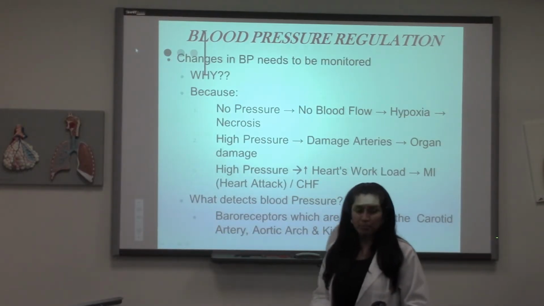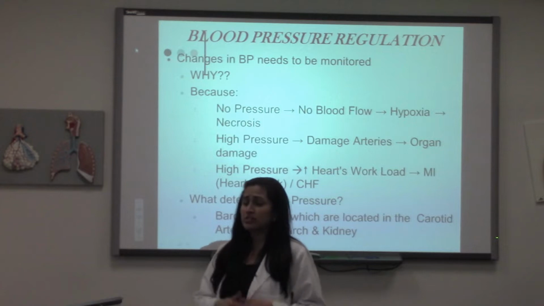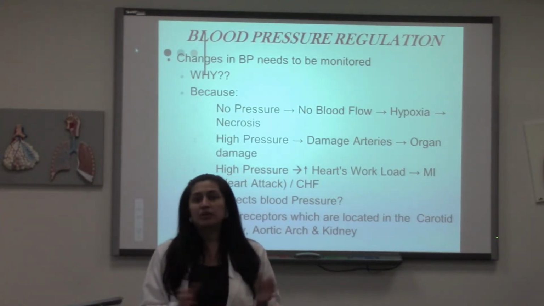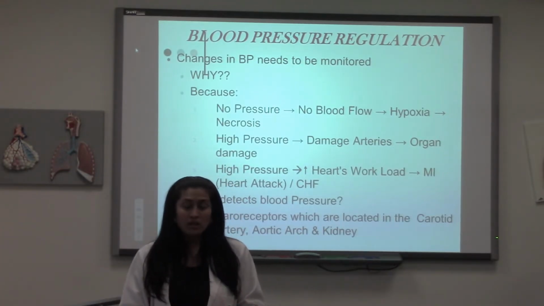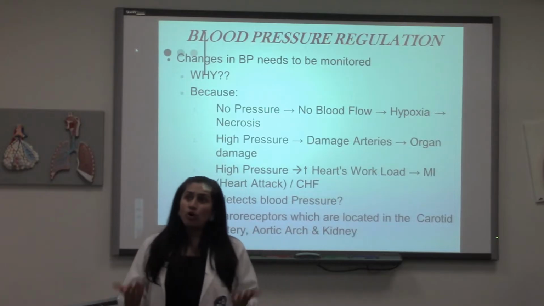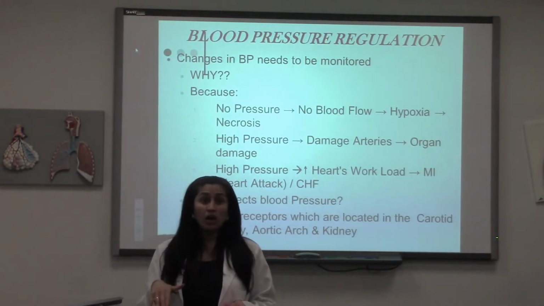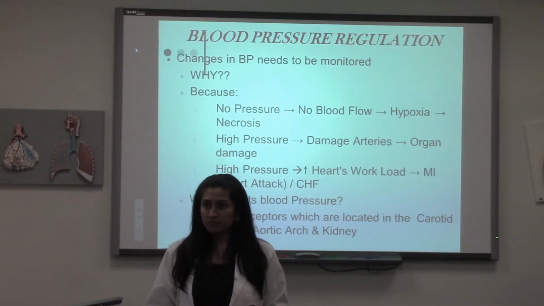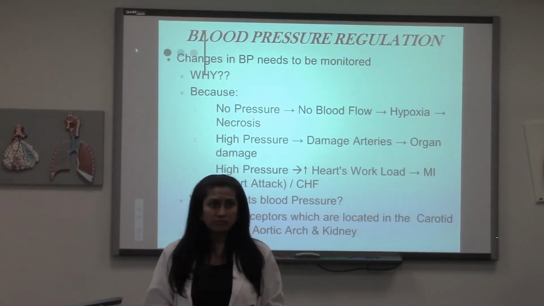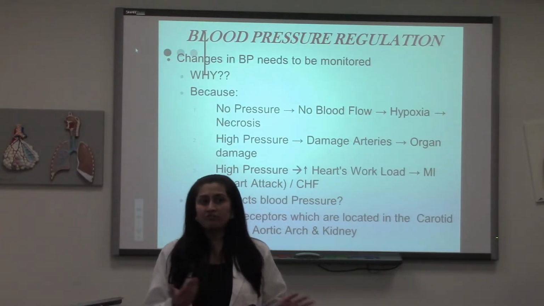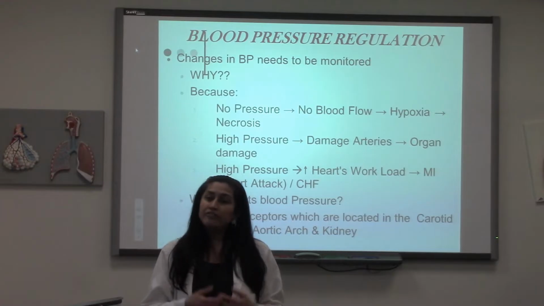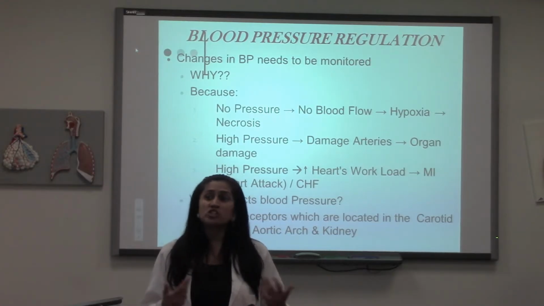Now, why is it important to maintain your blood pressure? You've always heard doctors saying your blood pressure is too high, we have to control it, or your blood pressure is too low, we have to control it. Why? What is the significance of that? As I've told you, everything always moves from high to low, right? So if you don't have enough pressure, do you think blood is going to be flowing? No. So if blood is not flowing, are you receiving oxygen to your tissues? No. If you're not receiving oxygen, your tissue will start to die.